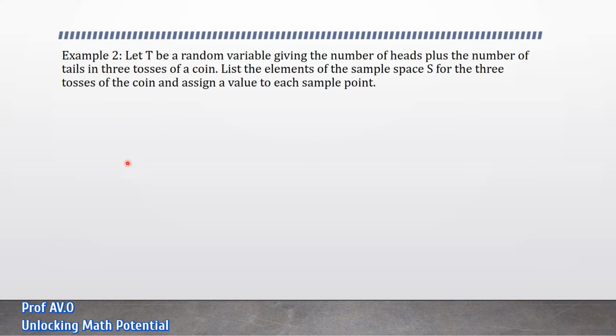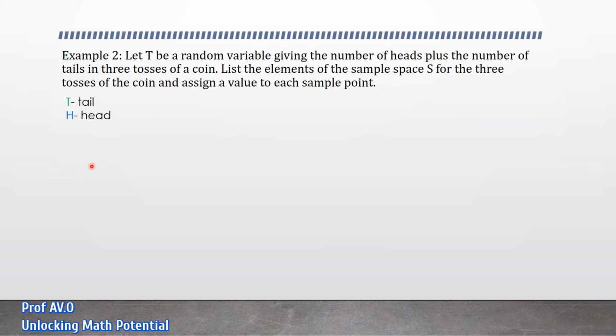So here, in our example number 2, our given data is that we have 3 coins being tossed. And the random variable t is the number of heads plus the number of tails. Take note that we need to add the number of heads and the number of tails. For this problem, I will assign t for tail and h for head.